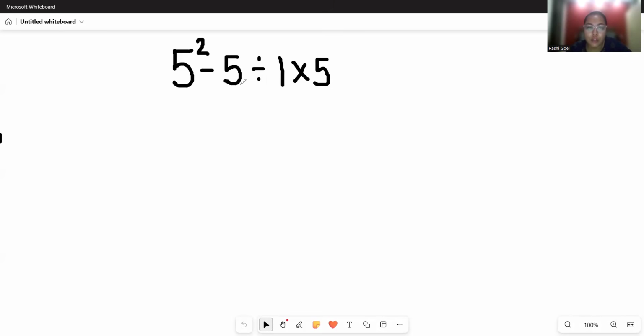What people do, they solve it like 1 multiplied by 5 as 5, 5 divided by 5 as 1, and 5 square is 25 minus 1 as 24. What do you think? Is it correct or incorrect?